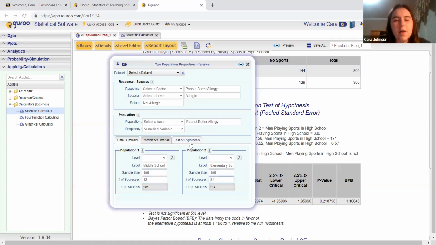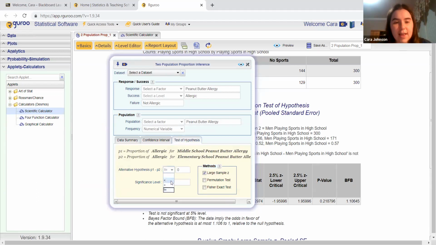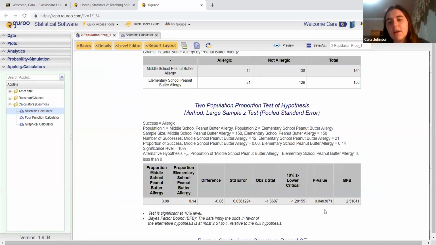Go under test of hypothesis. It's going to be less than, and our significance level is 0.1. And then it's large sample Z still. Hit the eyeball. I'm getting a p-value 0.048.